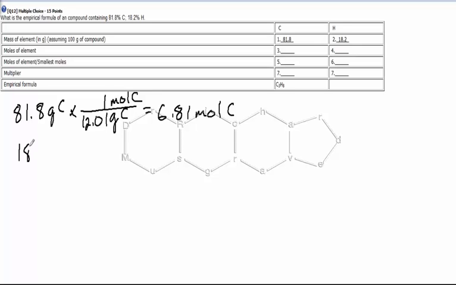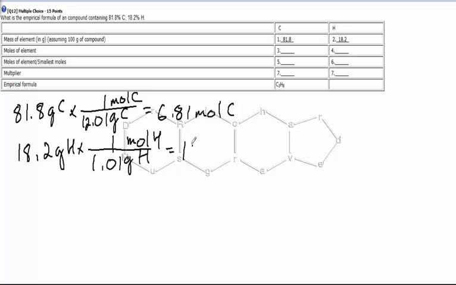And we'll do the same thing for the hydrogen here, 18.2 grams of hydrogen times, we'll have grams of hydrogen on the bottom, moles of hydrogen on top, 1 mole of hydrogen, 1.0 grams of hydrogen. And that's going to be 18.0 moles of hydrogen.